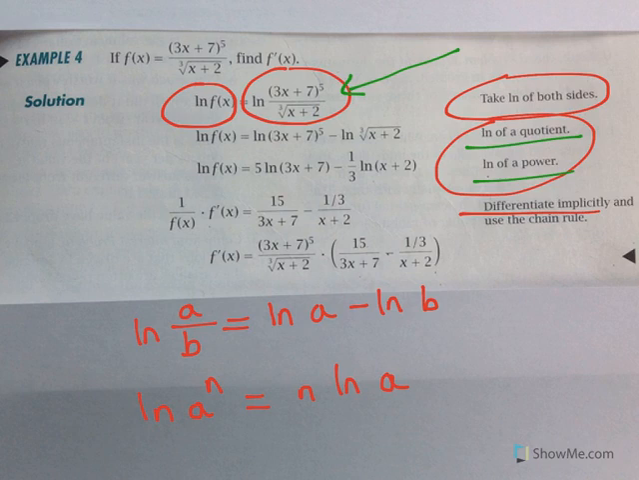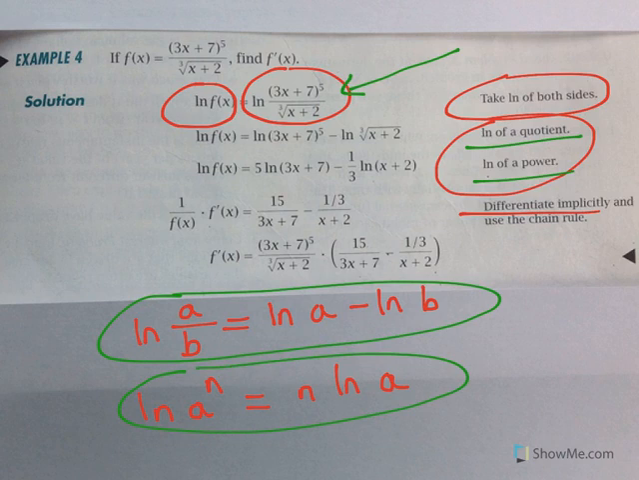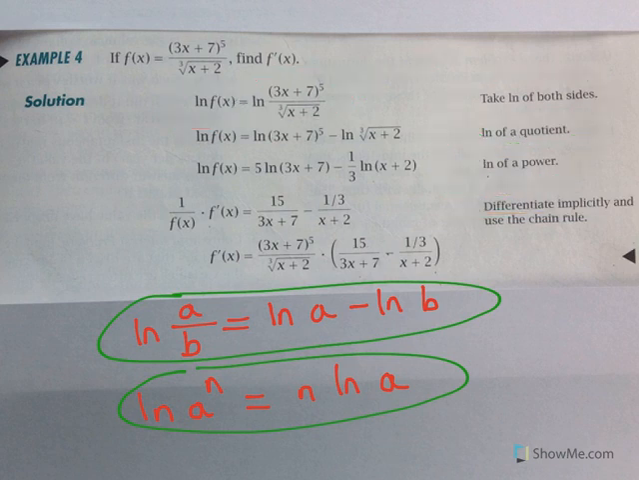So we're going to use these two properties of logarithms. The first is called the natural log of a quotient property, and the second one is called the natural log of a power property. And let's see how we use those two properties of logarithms to expand the logarithmic expression on the right side of the equation.